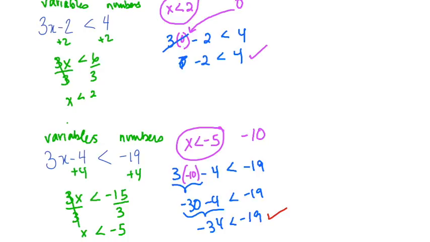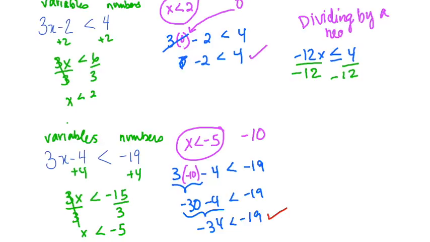Now the only thing you have to be careful about when you are solving inequalities is the one rule when we're dividing by negatives. So if I have a problem like this, negative 12x is less than or equal to 4, then I have to get rid of this negative 12x. And to do that, I'm going to go ahead and divide by negative 12.